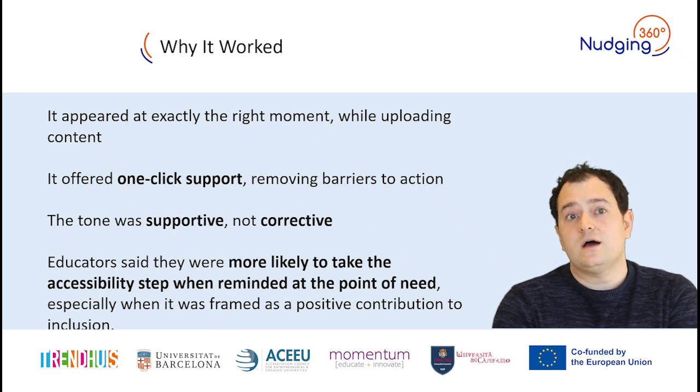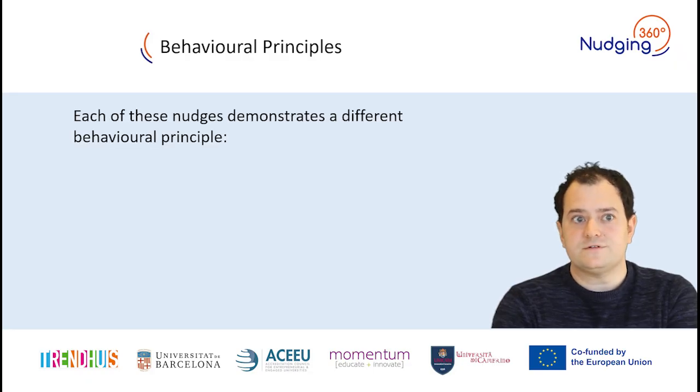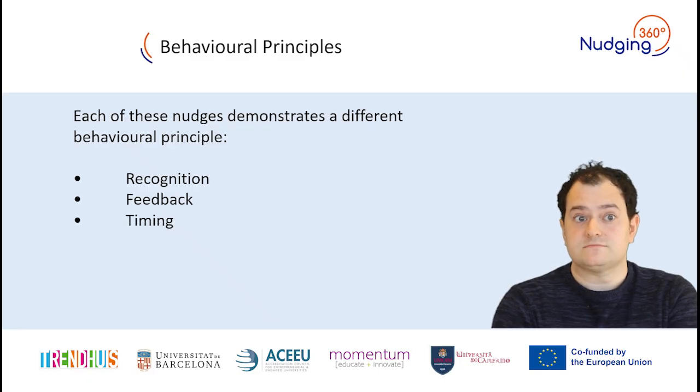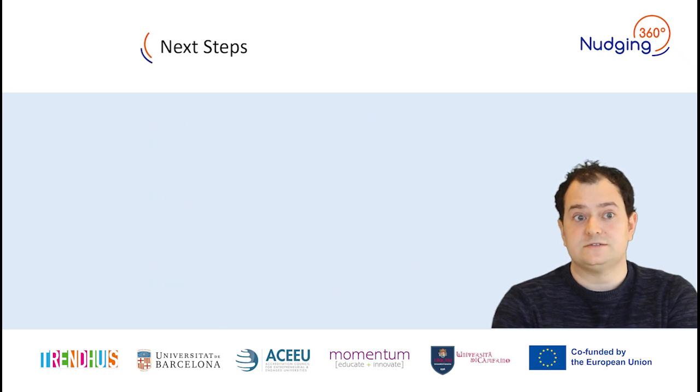Educators said they were more likely to take the accessibility step when reminded at the point of need, especially when it was framed as a positive contribution to inclusion. It worked because it turned best practice into default consideration. It built confidence in inclusive design and aligned with institutional values. Each of these nudges demonstrated a different behavioral principle: recognition, feedback, and timing. And all of them can be adapted, scaled, or combined depending on your institutional needs.